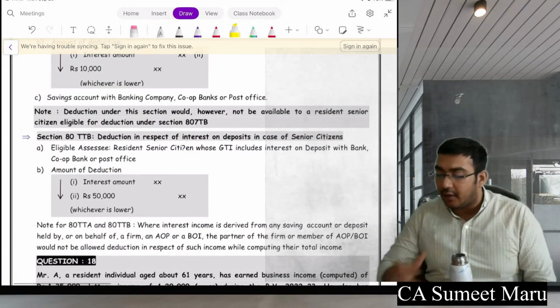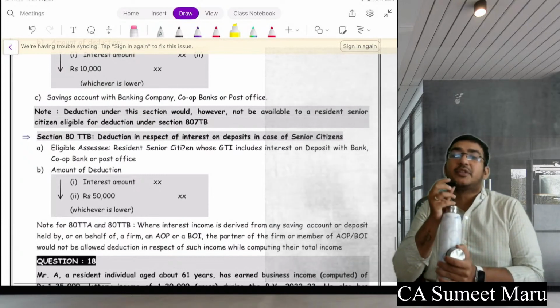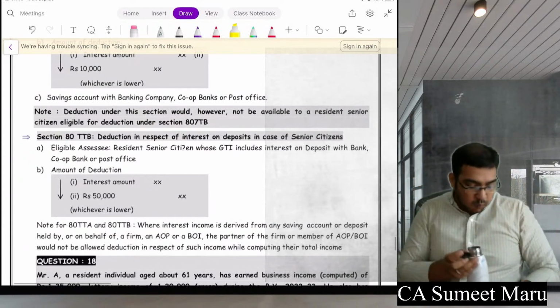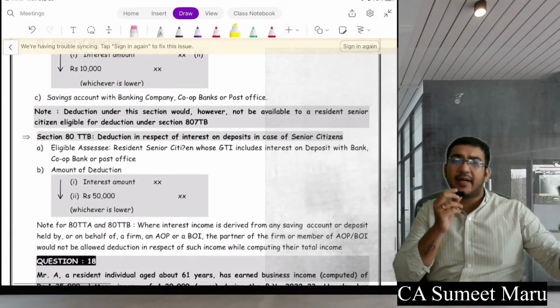Hriday, in case of lump sum payment of medical insurance, you will divide it by the number of years the medical insurance has been taken for. So if taken for 3 years, you will divide it into 3 years.